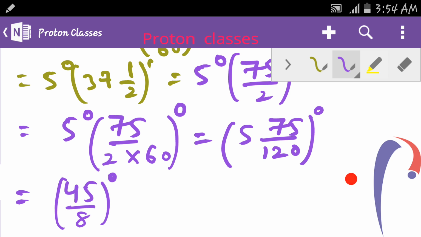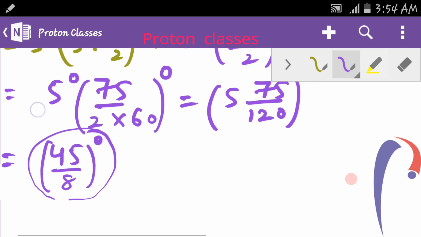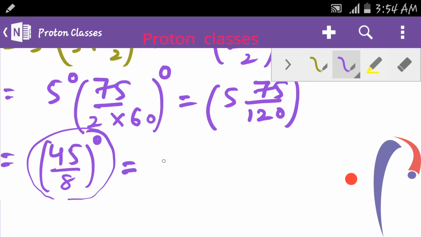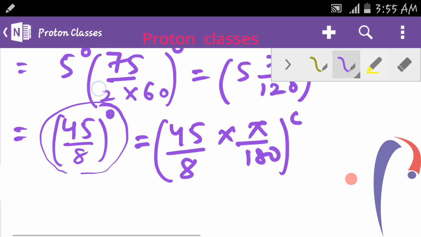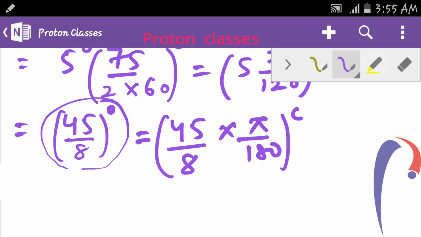Now this degree, this one, we have to convert it into radians. How? Just like the previous question, 45 by 8 into pi by 180. Just multiply by pi by 180 and we get it in radians. By solving it, don't put the value of pi, and we got the answer as pi by 32 radians. Hope you got my point. Thank you for watching.